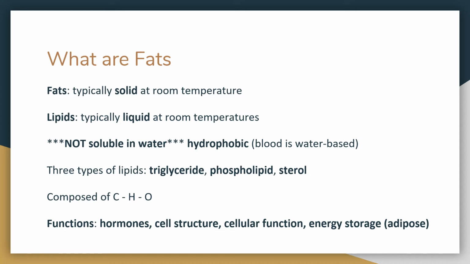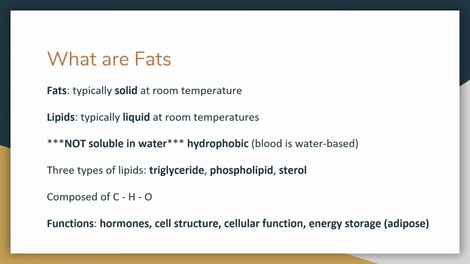We are also going to go through three classifications of fats. We're going to look first at the triglyceride, then the phospholipid, then the sterol. Remember, just like with carbohydrates, fats are composed exclusively of these three elements: carbon, hydrogen, and oxygen. Remember, too, that protein is composed of these three elements and also nitrogen.